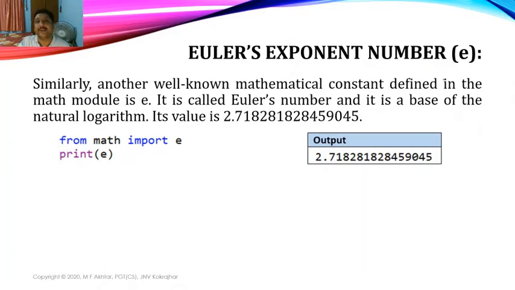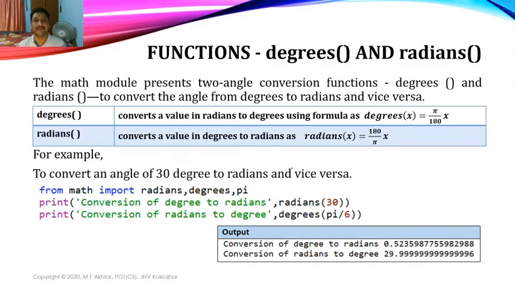Now the exponent number, that is e, is another constant. Similarly, another well-known mathematical constant defined in the math module is called Euler's number, and it is the base of the natural logarithm. Its value is 2.71828182849045. From math import e. Now we are displaying e. This is the output. Understood?